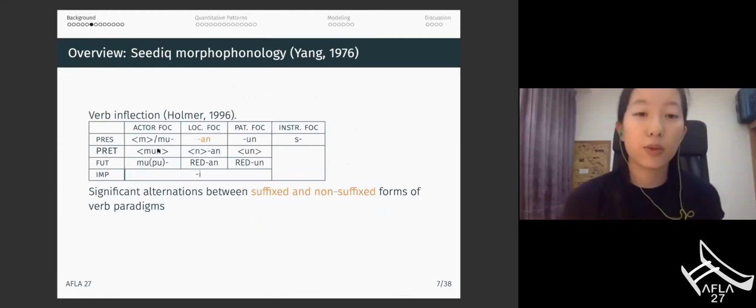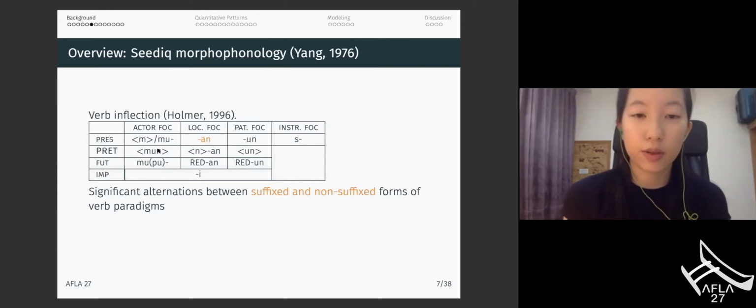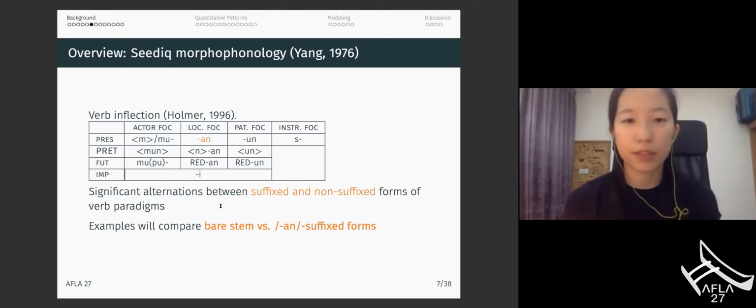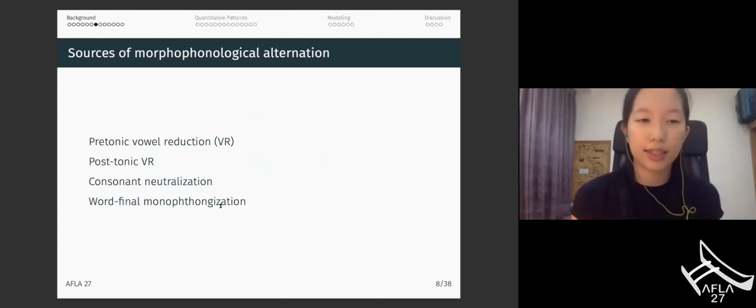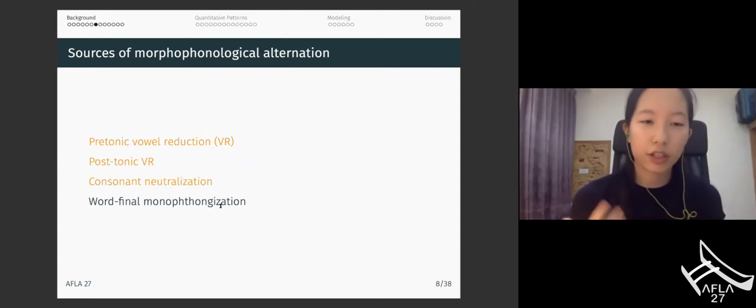So Seediq verbs are almost always inflected for tense, aspect and/or focus through both prefixation and suffixation. And there are significant alternations between the suffixed and non-suffixed forms of verb paradigms. So just note that today, for simplicity, all the examples I'll show compare the bare stems against the suffixed forms, where the bare stems represent all the non-suffixed forms. So there are various sources of morphophonological alternation in Seediq, and in the interest of time, I'll be talking about three of these: pretonic vowel reduction, post-tonic vowel reduction, and final consonant neutralization.